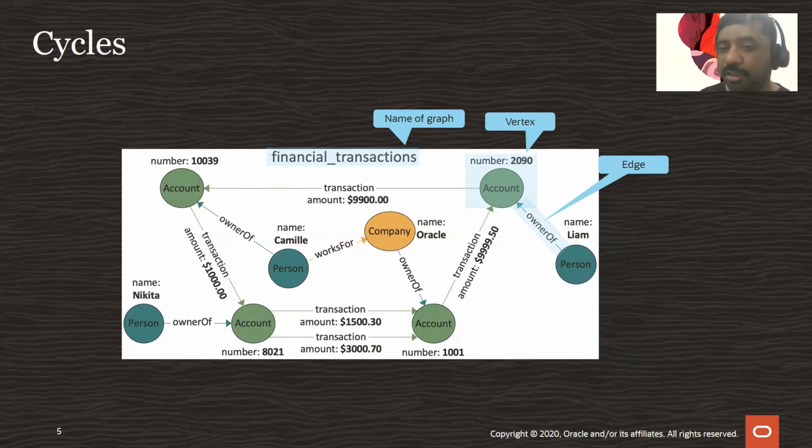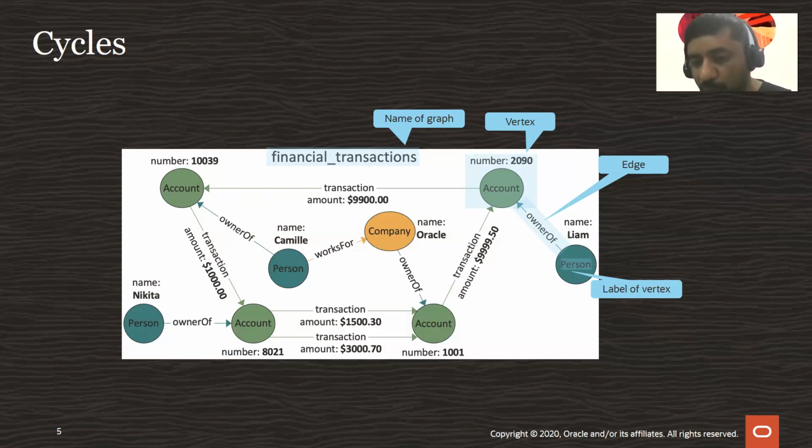We also have edge or edges. So owner of is a relation between a person and an account. That becomes an edge. Similarly, if you look at the left, we have a transaction between two different accounts. So transaction becomes an edge. Coming back to vertex, we have the label of the vertex. So person is the label of the vertex. And then we also have transaction, which is the label of the edge.